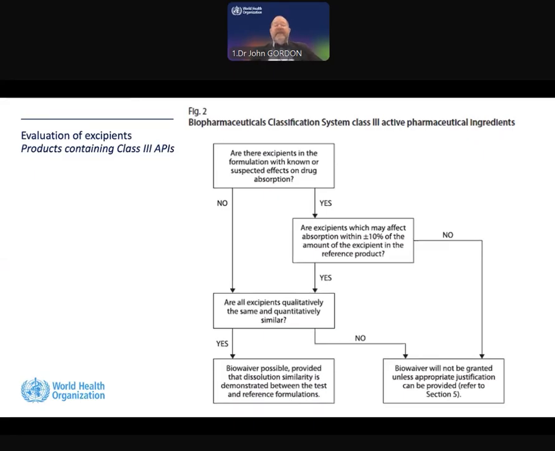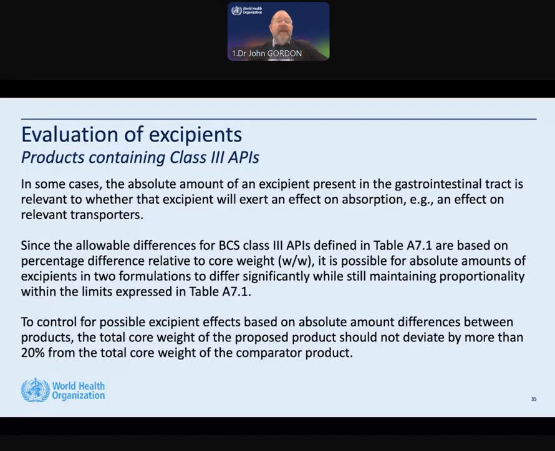Again, there's a flow scheme that you can go through for classification of products containing class 3 APIs and the importance of the excipients and what you need to consider when deciding whether biowaiver is possible. There's one more element that needs to be considered for products containing class 3 APIs, because the deviations in the amount of excipient is based on a percent weight relative to the total core weight.